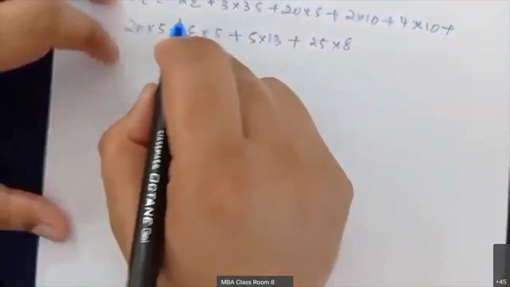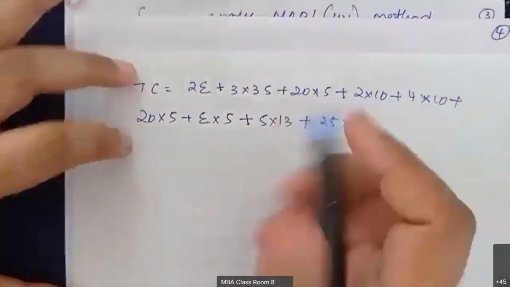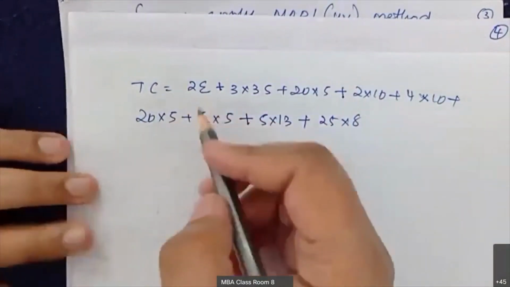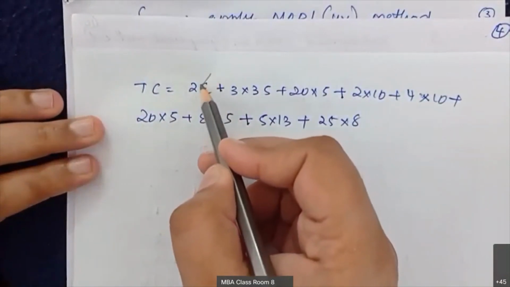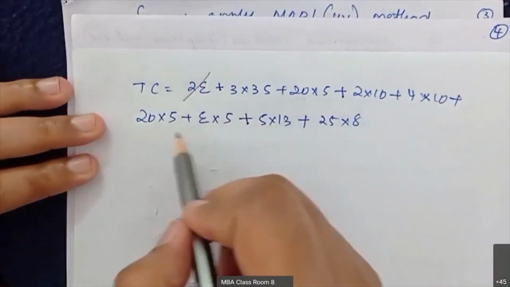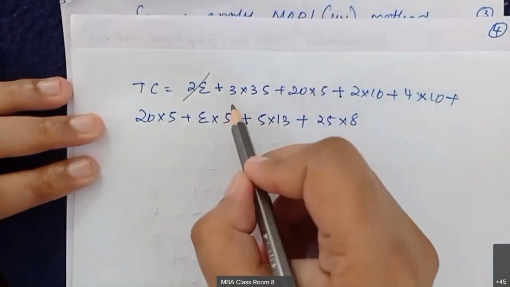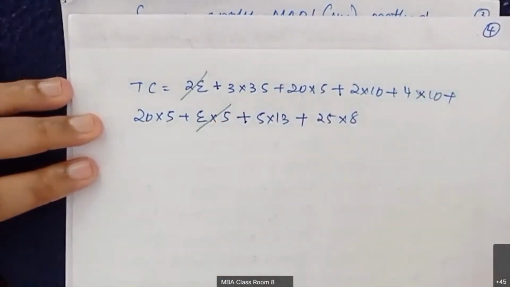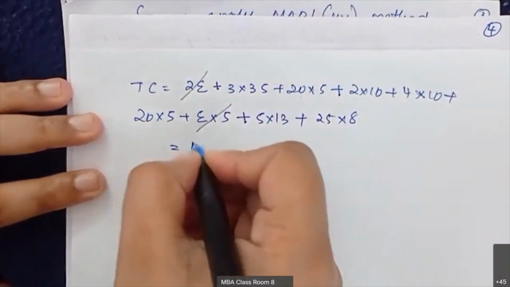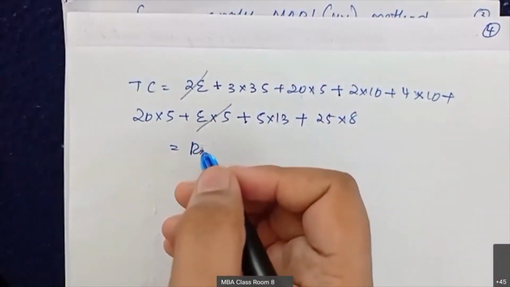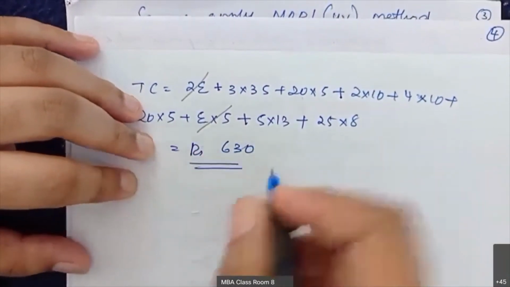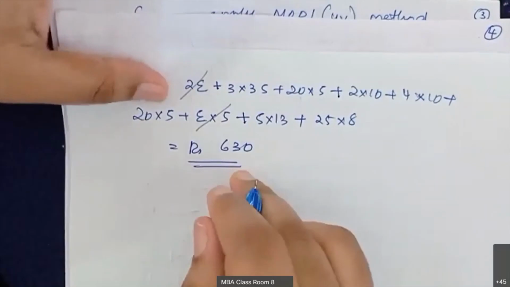The cells having epsilon we can just discard, because it is only a small positive value. So this I will cancel, as well as the one more epsilon value, 5 into epsilon. This also I will cancel. You need to calculate only the others. So the total cost will be rupees, how much will you get? The total cost will be rupees 630. So this is going to be the optimal solution, 630.